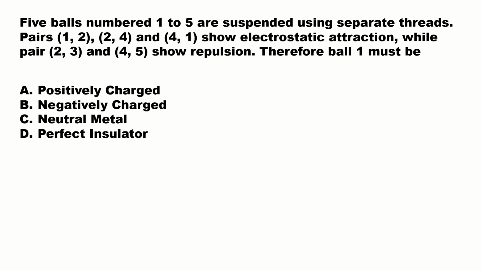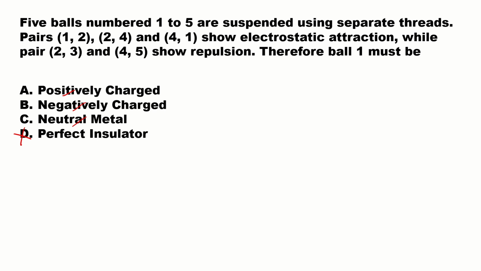Let's do the next question. 5 balls numbered 1 to 5 are suspended using separate threads. Pairs 1, 2, 2, 4, and 4, 1 show electrostatic attraction, while pair 2, 3, and 4, 5 show repulsion. Therefore, ball 1 must be. So here we can refer to three types of charges: positive charge, negative charge, and neutral. And since 1 shows attraction with another body, which means that it cannot be an insulator, so option D we can directly count it out.